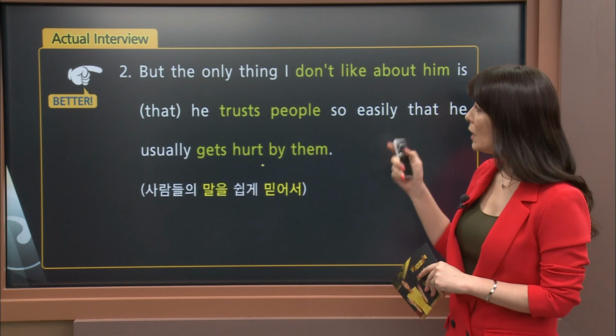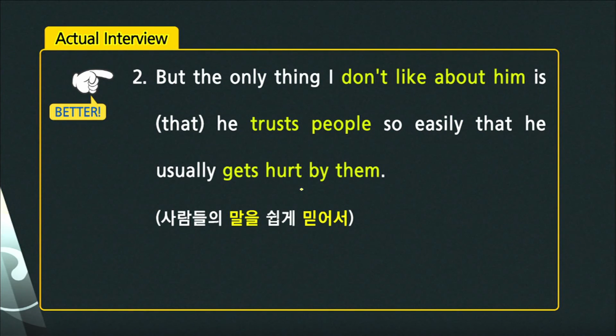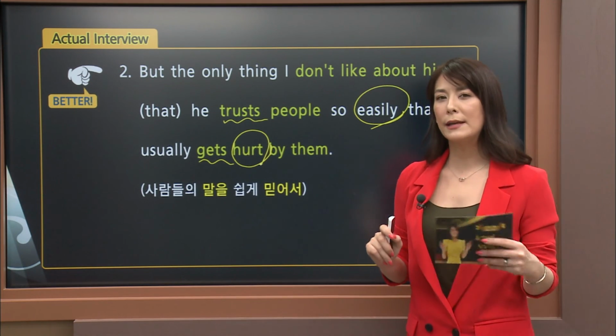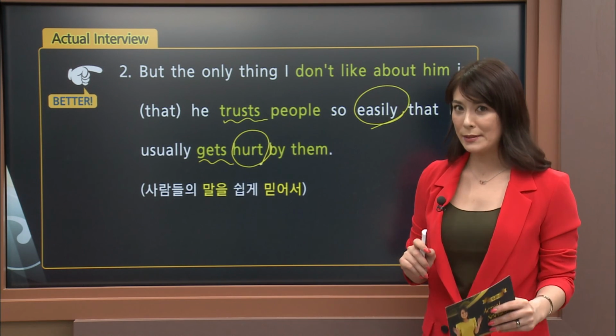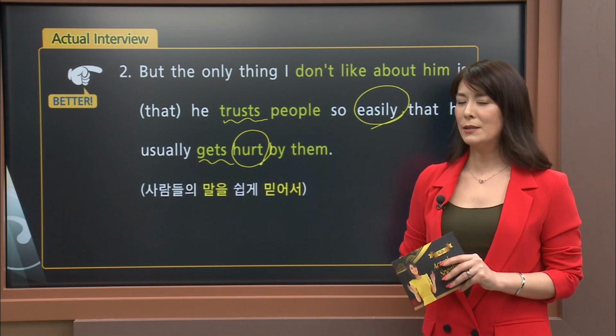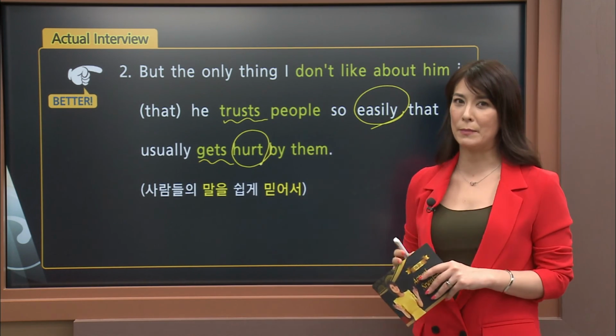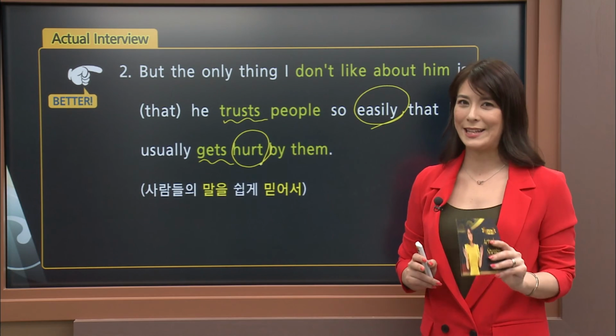Sometimes it could happen. What about this? Same. The only thing I don't like about him is that he trusts people so easily. 너무나 말을 쉽게 믿는 겁니다. He trusts people. He believes what people say so easily that he usually gets hurt by them. So keep that in mind. Of course, you could believe in people. You could trust what people say, but sometimes, yeah, people take advantage of you, bad people. So you could get hurt by people if you believe every single word they say.